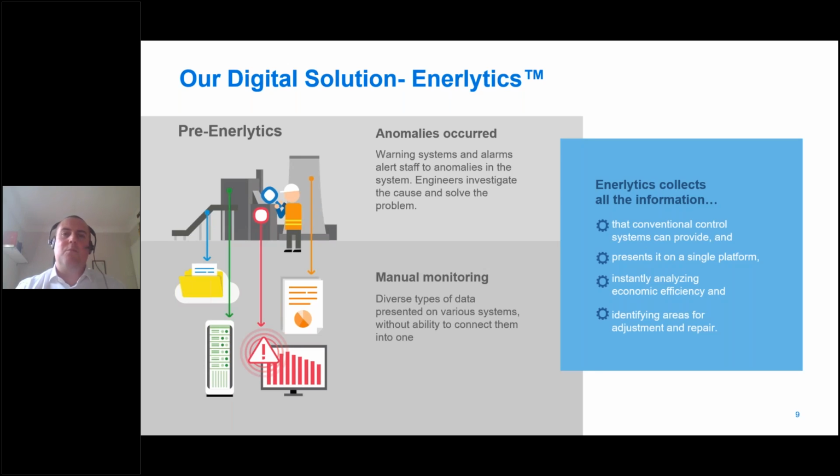So what putting all of this in one place does is it allows the analytics system, in this case, to provide all of the information or collect all the information that a conventional control system provides, but present it in a single platform. That allows people to analyze the economic efficiency of decisions. It allows people to identify areas for adjustment and repair. And it also creates a number of efficiencies right across the business, and in this case, the power station. And that is a really, really powerful tool.